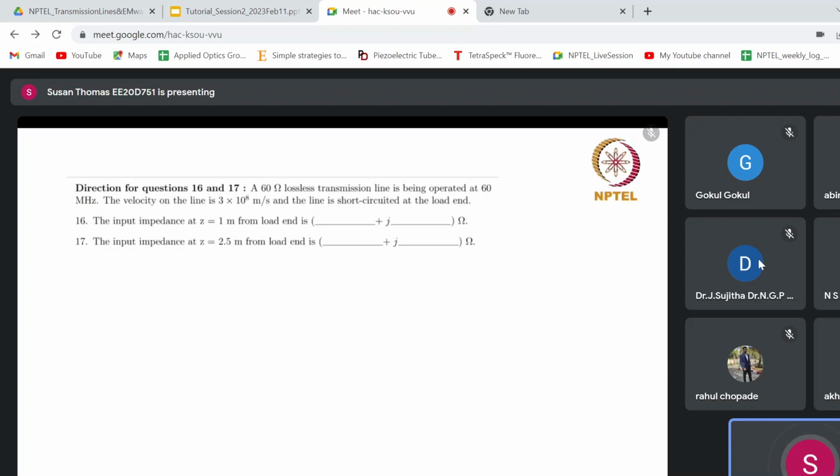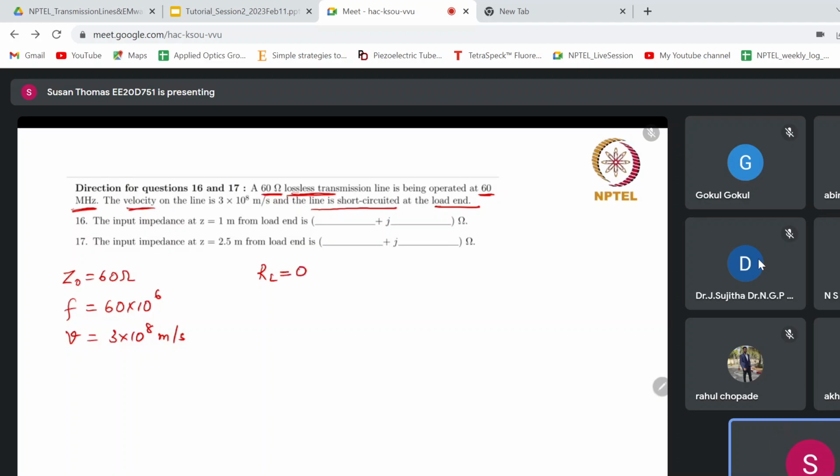So let's read out this question. 60 ohm lossless transmission line. So Z0 is 60 ohm, operated at 60 megahertz. So f is 60 into 10 power 6. Velocity on the line v is 3 into 10 power 8 meter per second. And the line is short circuited at the load end. When you say line is short circuited at the load end, that means RL is 0.